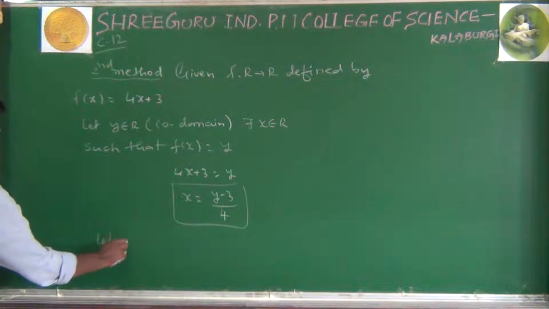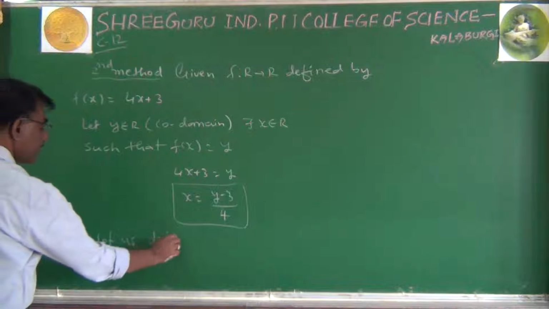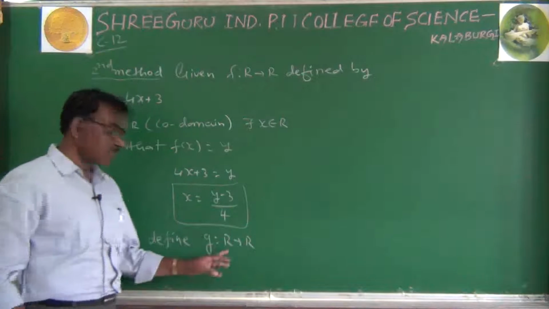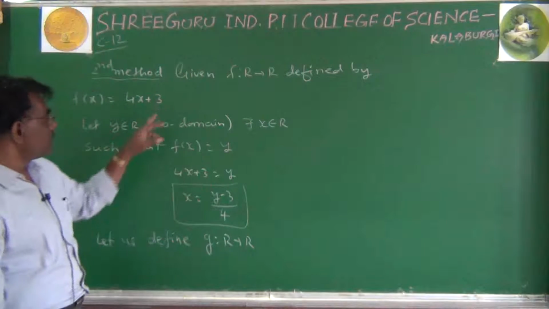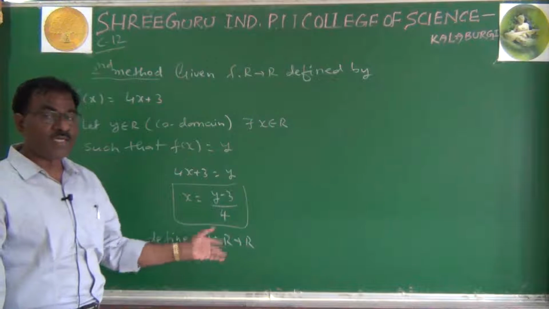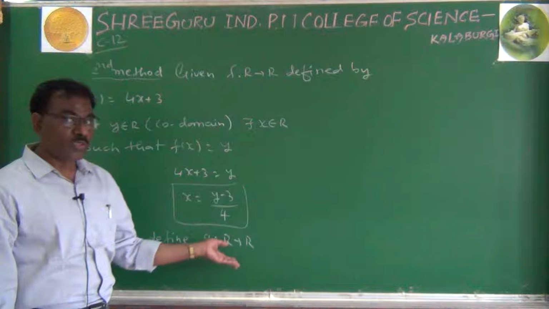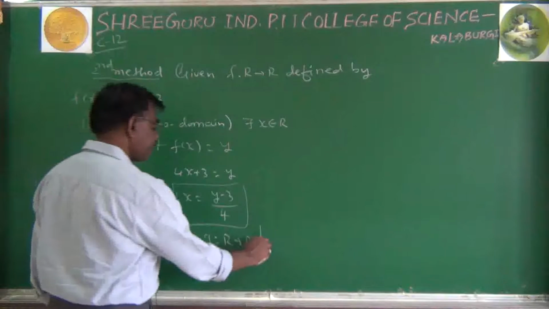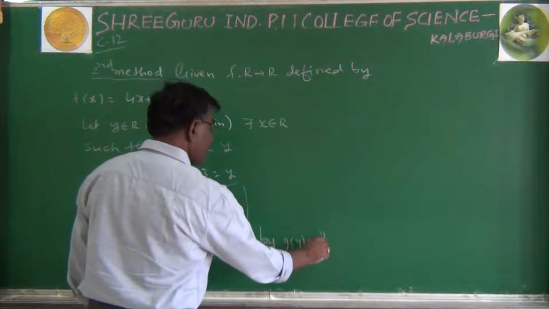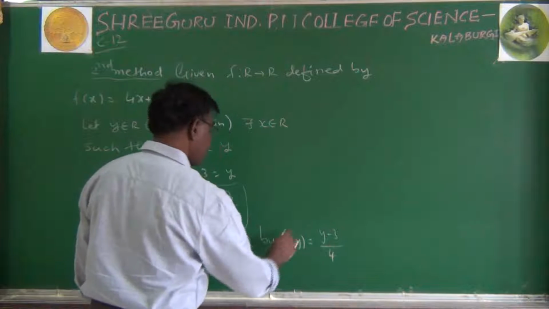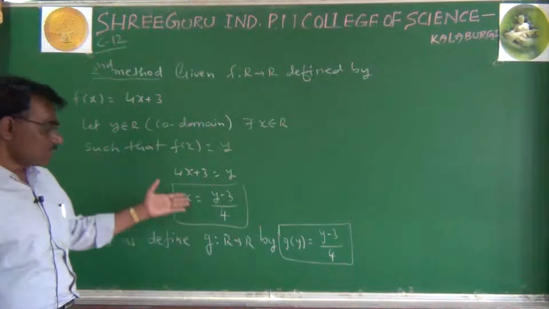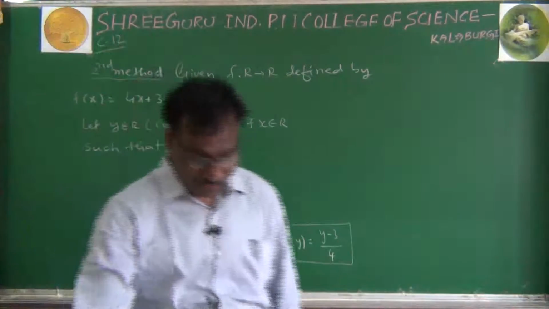Let us define g from R to R. Actually it is codomain to domain; f is domain to codomain. Luckily here both domain and codomain are real. Define g of y equal to y minus 3 by 4. One is f of x, another is x, another is g of y.